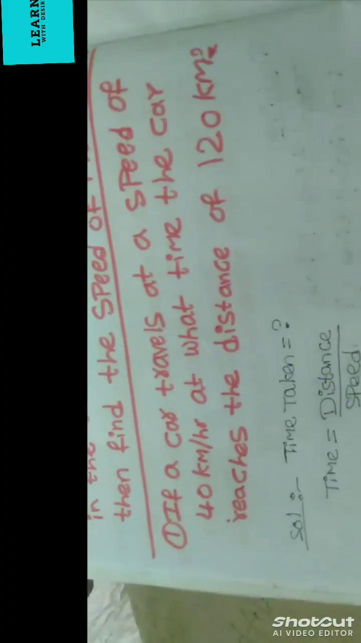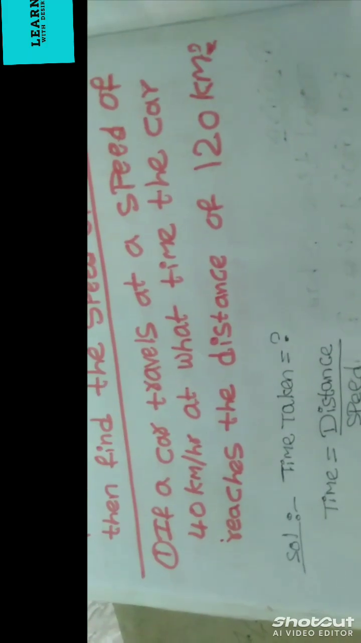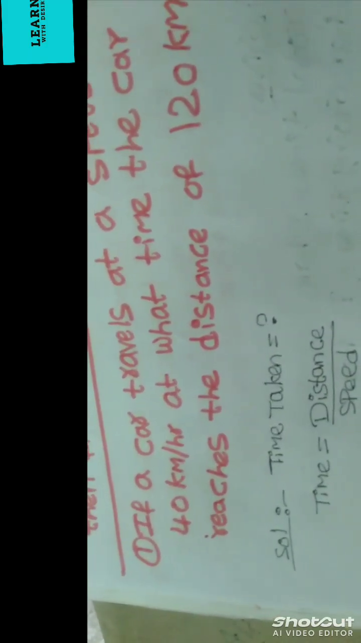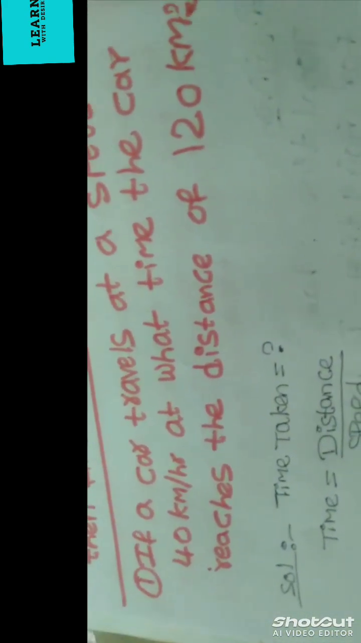Here let's see an example problem. If a car travels at a speed of 40 kilometers per hour, at what time does the car reach the distance of 120 kilometers? Here they give the distance and speed. We have to calculate the time.